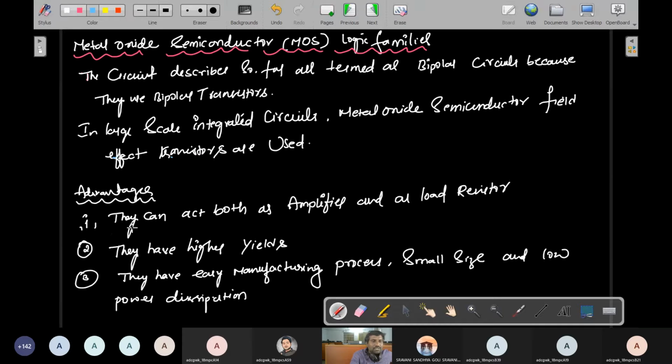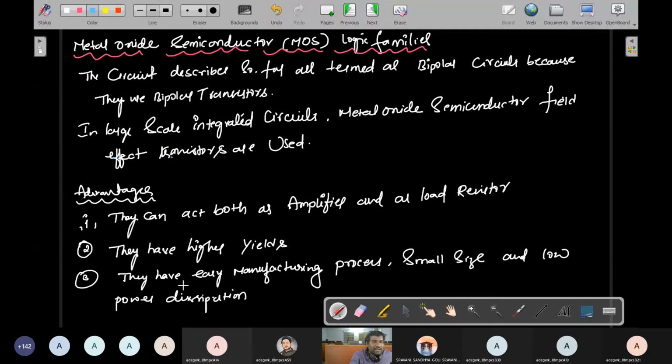Okay, and the advantages are they can act both as amplifier and as load resistors, because field effect transistors are used as an amplification factor. At the same time, sometimes they are also used as load resistors, and they have higher yields because they take maximum space. Okay, why? Because it occupies maximum space, that is called higher yields.